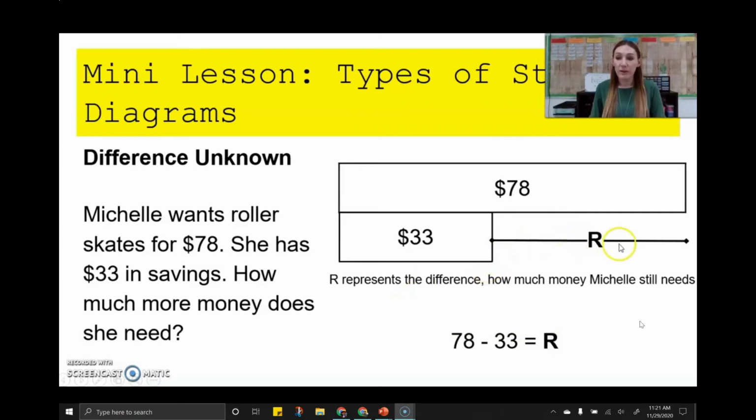So again, we may see our bar model represented with a line instead of a bar. It still represents that missing quantity.